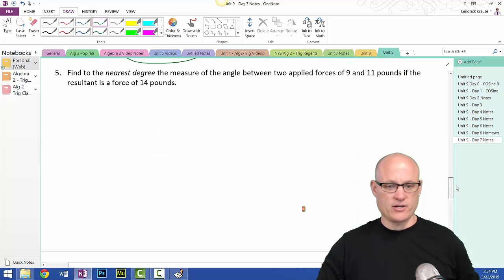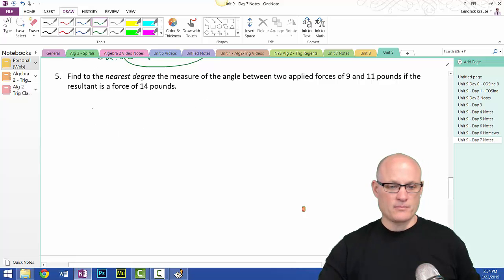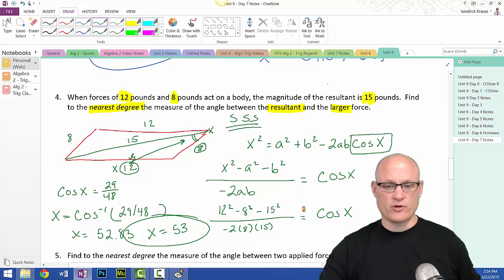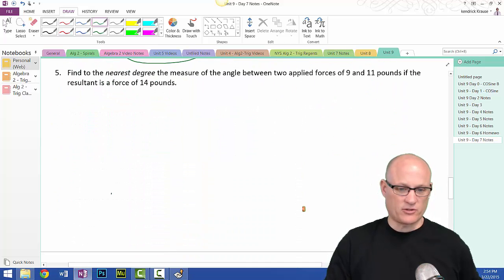Find to the nearest degree the measure of the angle between two applied forces if the resultant force is 14 pounds. So this one said it wanted between the resultant and the larger force. So it just wanted this little angle in here. This one's going to be a little bit different. This one's a little bit trickier. Watch how this one goes into play.